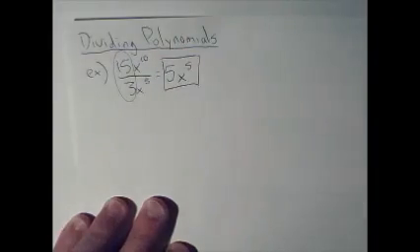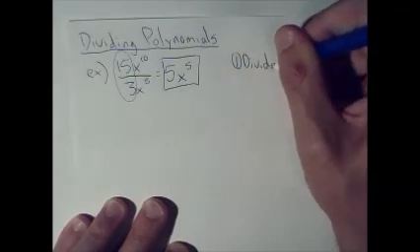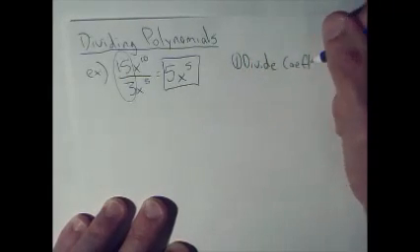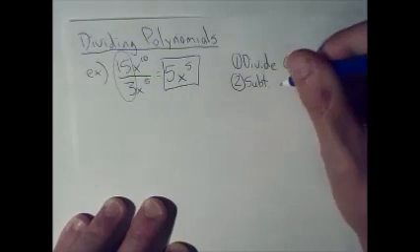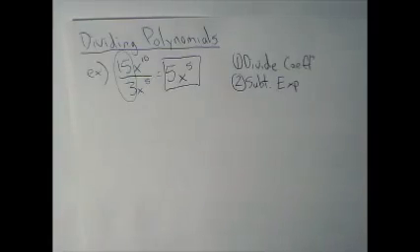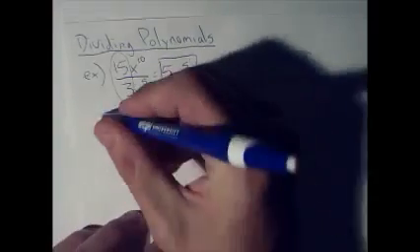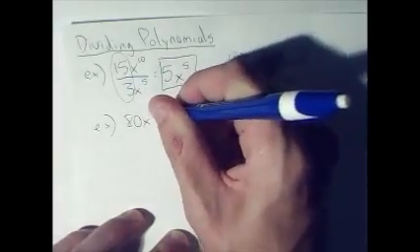We covered this the first day, just didn't call it that. Remember, what we want to do is divide my coefficients, subtract my exponents. It's almost the opposite of when we were trying to multiply, because that's almost what division is, the opposite of multiply.